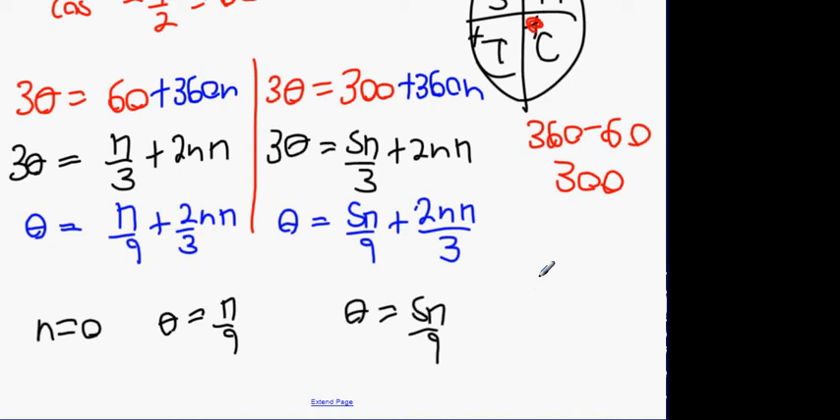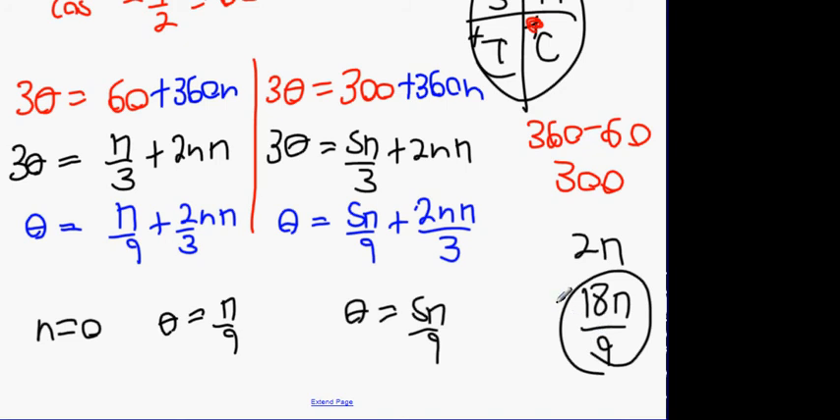Now, what's my limit, guys? In terms of ninths, my limit is 2 pi, isn't it? I'm not allowed to go above 360. 2 pi in terms of ninths is 18 pi over 9. I'm not allowed to go over 18 pi over 9. That's where I have to stop. So let's see what happens.